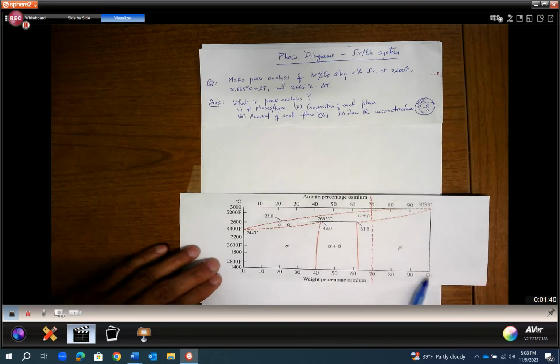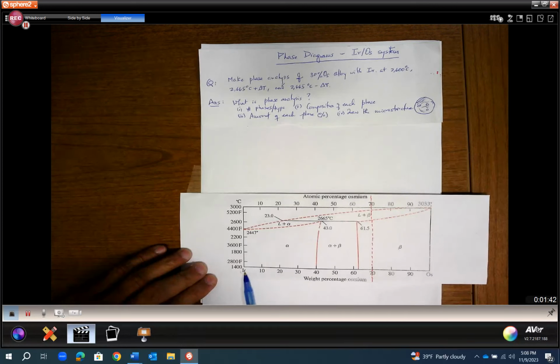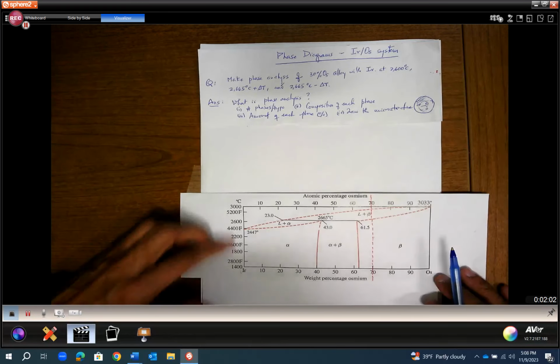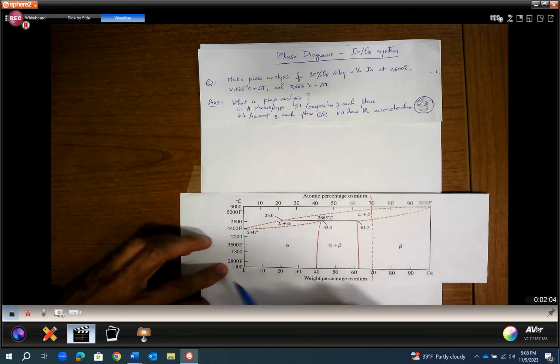So this is the iridium osmium phase diagram. 100% iridium on the x-axis, 100% osmium on the right side of the x-axis, and the axis itself is percent osmium. Don't confuse that with iridium. It says iridium and it says 10 here. It's not 10% iridium. It's osmium, 10% osmium. So careful about that. The y-axis is temperature, centigrade, Fahrenheit.